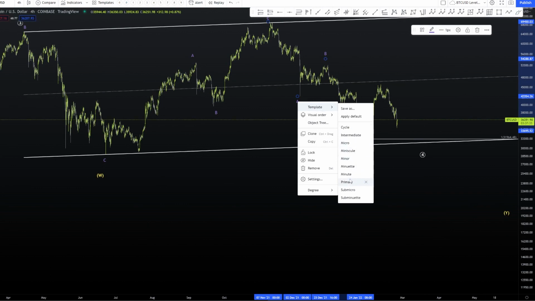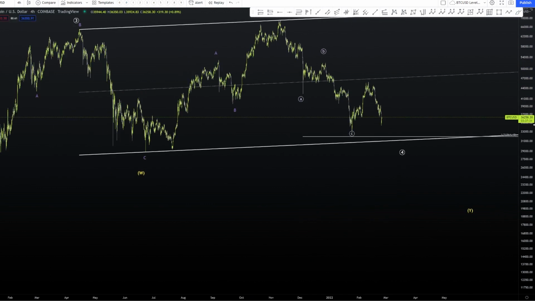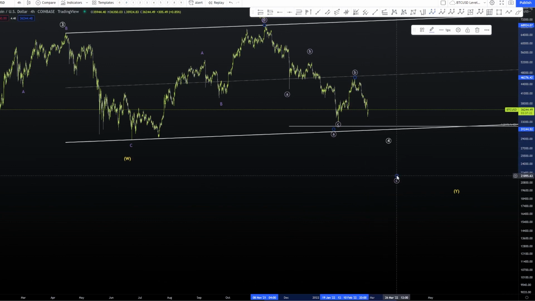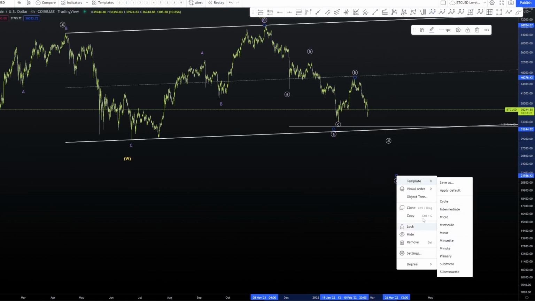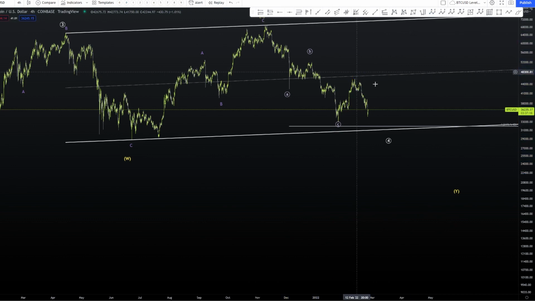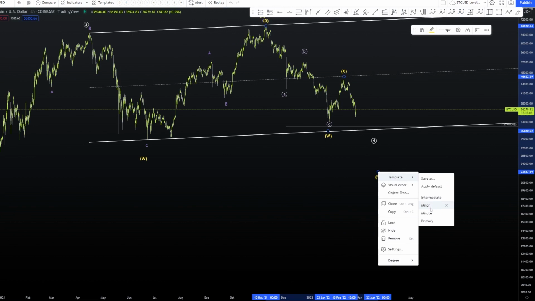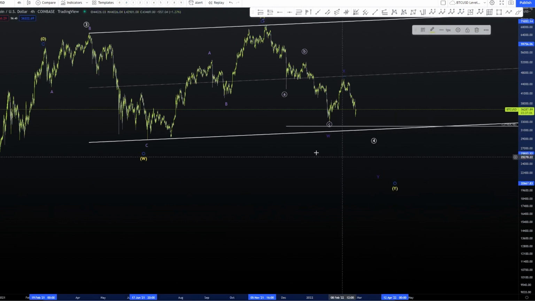So this would be of minute degree. And this could simply be a minor wave A down here. This would be a minor wave B, and we could be coming down for a minor wave C. Actually, this would be WXY because this would be a double zigzag. So this would be ABC for the first zigzag, which we would label as W. This would be a wave X, and then we'd be coming down for a wave Y. And that would all be of minor degree.